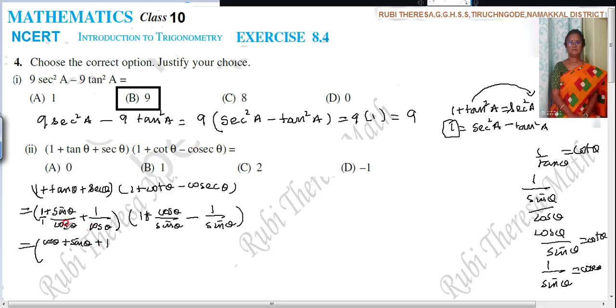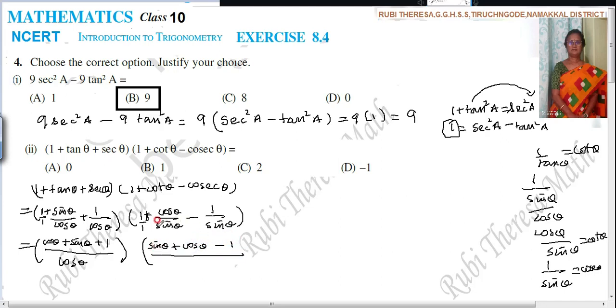Why? Here cos theta is there. Only for this you are multiplying both numerator and denominator. So denominator also what will you have? Cos theta. So you can take it as LCM, that is cos theta. Understand? Here sin theta. So here it is 1 by 1. Both numerator and denominator are multiplied by sin theta. So sin theta plus cos theta minus 1.